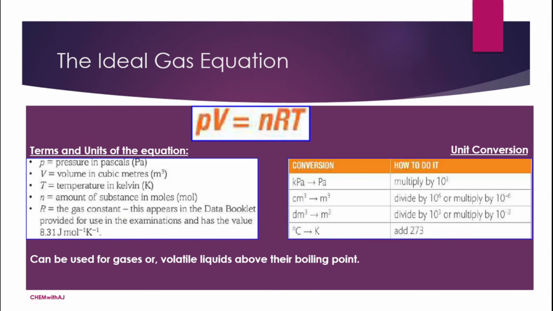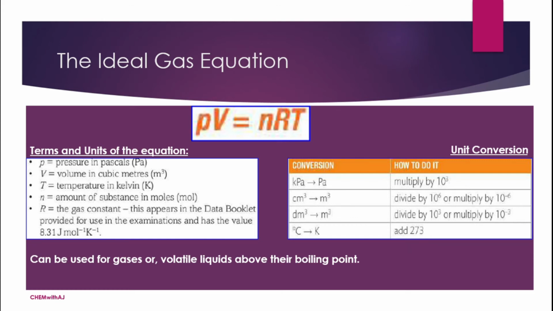Next we move on to the ideal gas equation. The ideal gas equation is PV equals nRT. The terms and the units are important to keep in mind if you want to use this equation. P is the pressure, which should always be given in pascals. V is the volume of the gas, which should always be given in meter cubed. And n is the amount of substance of the gas, which should always be given in moles.